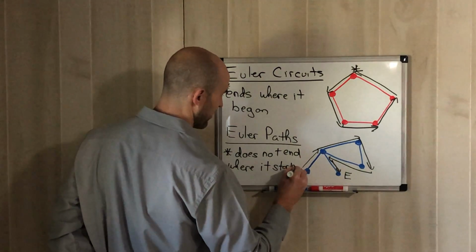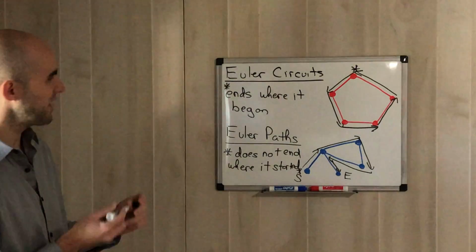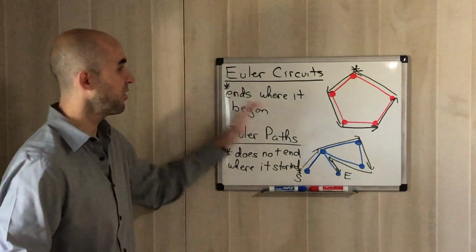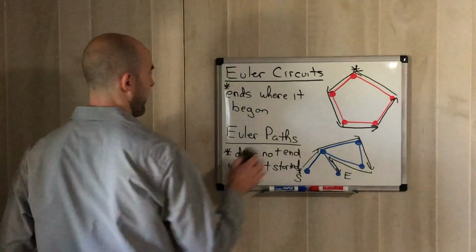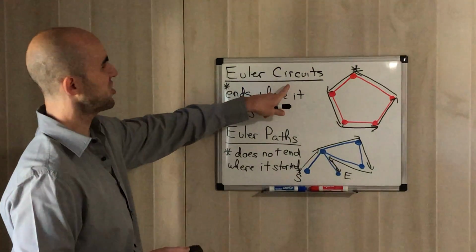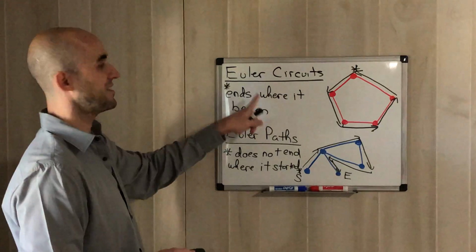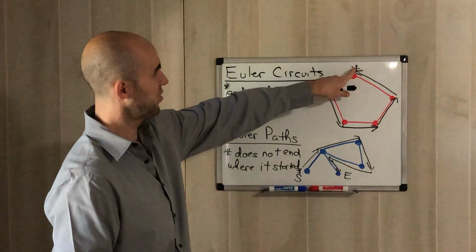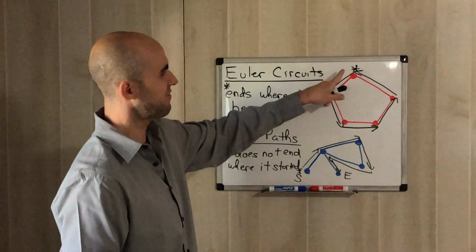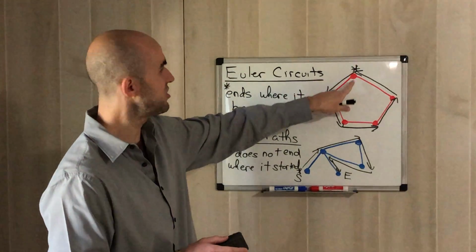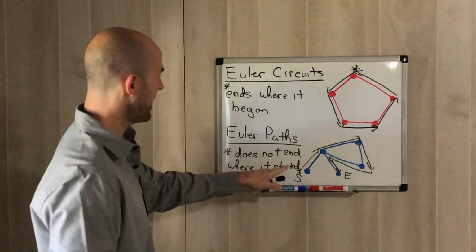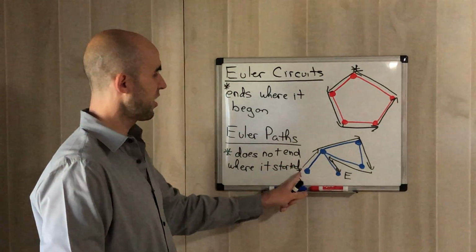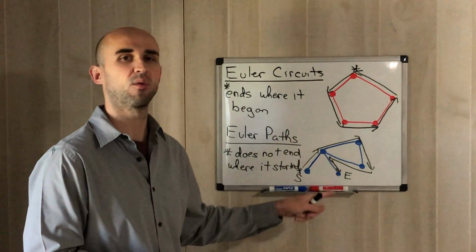That's the biggest difference. And I just wanted to show you this because Euler paths we're going to be working with next time. Today we're just going to be working with Euler circuits. But just remember, a circuit always ends where it began. So if you start here, you have to trace everything once, go over every edge, and then finish where you started. With an Euler path, where you start isn't exactly where you end.